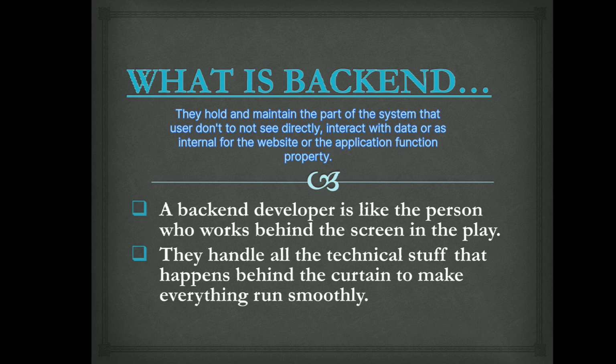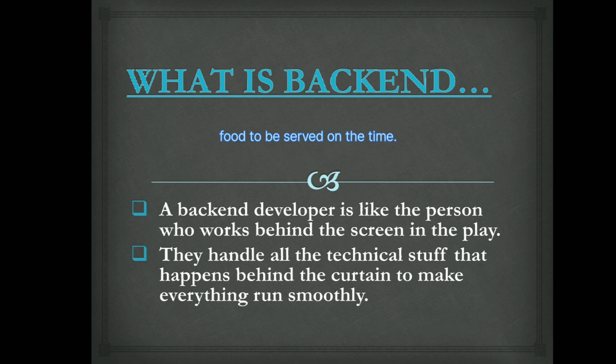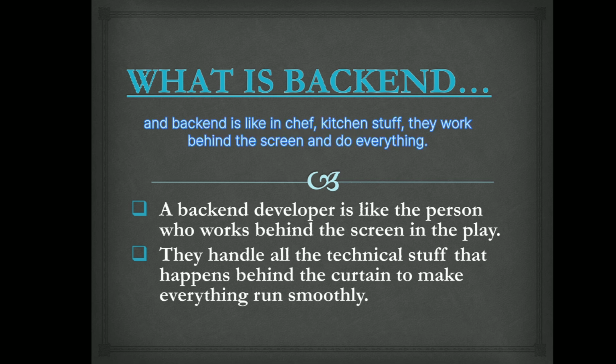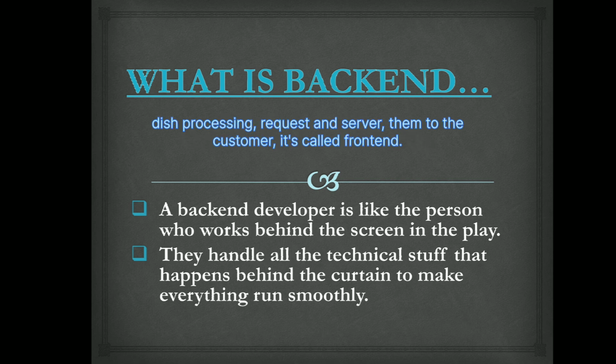Let's also understand the backend developer with an example. Backend is like a kitchen where all the cooking and preparation happens. You cannot see it, but it is essential for your order to be processed correctly and for the food to be served on time. So a backend developer is like a chef or kitchen staff. They work behind the scenes to ensure everything runs smoothly, handling the storing, integration, data and database. The cooking, dish processing requests and serving them to the customer is called the front end.